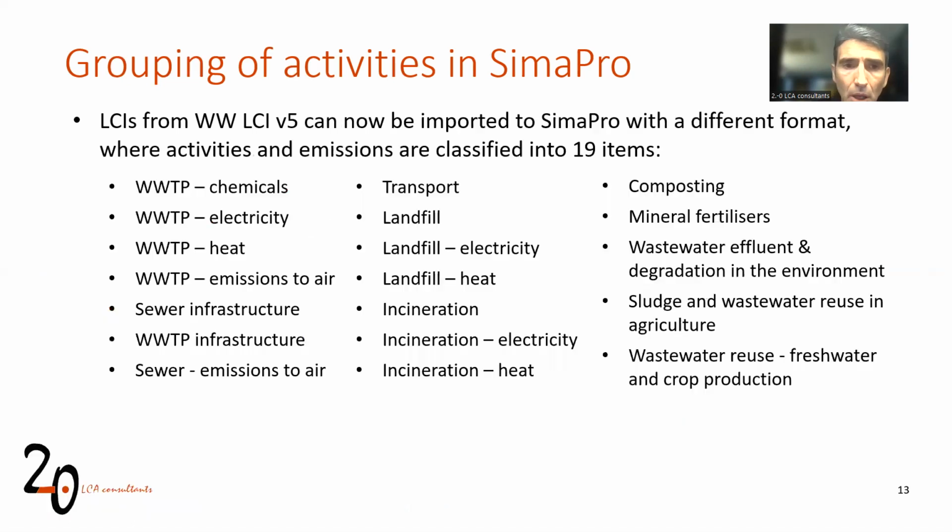So this is why we have come up with this new format, and this is in addition to the previous format. So it's not like we are substituting what we had before, but this is just an addition, an option that we give the user to export the inventories to SimaPro in this new format, where activities in the inventory are classified into a total of 19 items that you see here in this list. Some of them are related to the operation of the wastewater treatment plant or to infrastructure. They can be related to sludge disposal, etc.